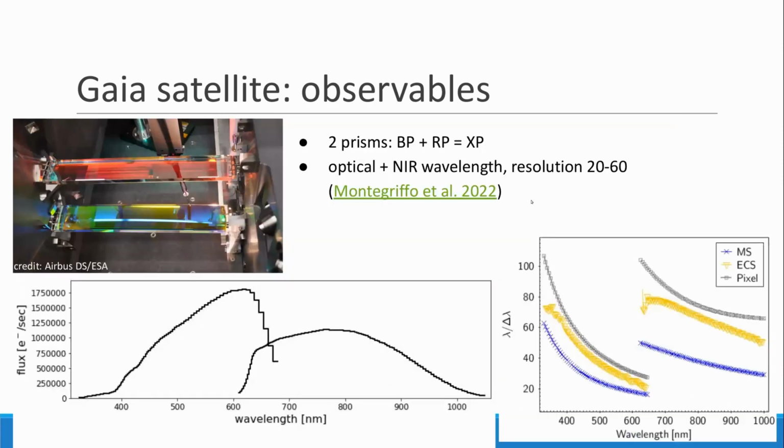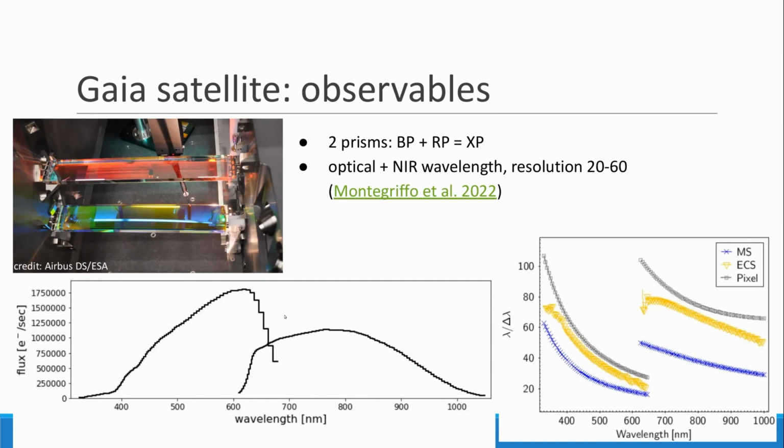So let's talk about them a little bit more. These are dispersed, so these observe dispersed spectra, and they use prisms. And here you can see these prisms in the lab. And there are two of them, one for the blue wavelength range, one for the red one. They're called BP and RP, but both the community as well as we in the consortium got lazy in recent years. So we are just calling them XP, which has sort of established itself as the name for this combined set of data.